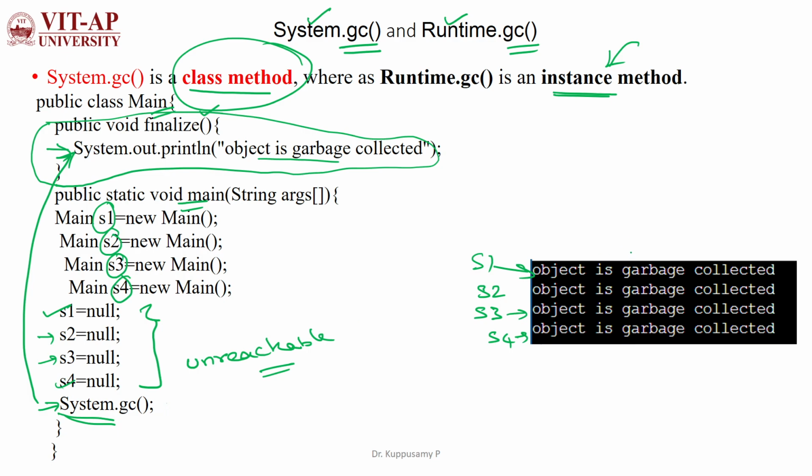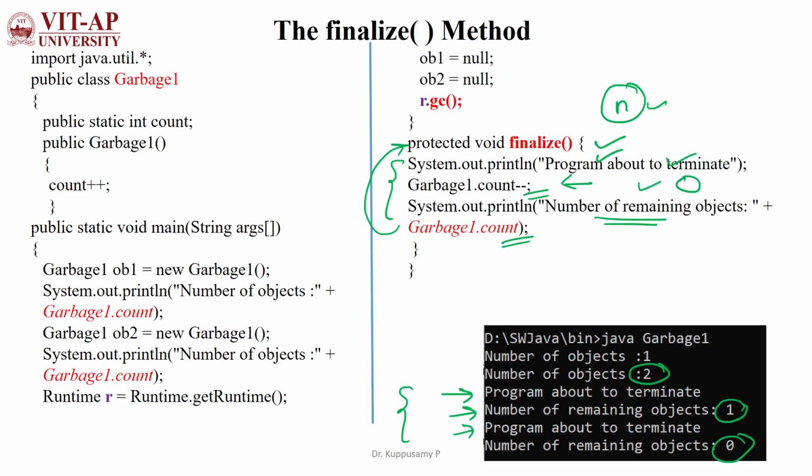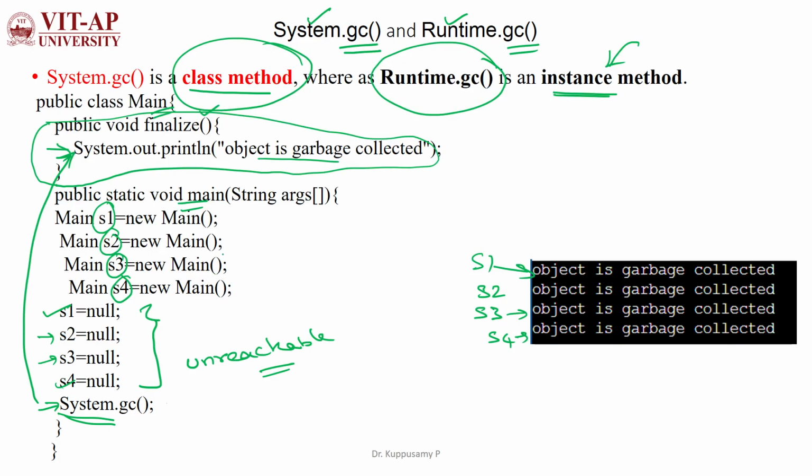Now we should observe that we can use runtime.gc or system.gc. Here we are using runtime.gc. You see we are using the runtime method. In the second approach we are using system.gc.